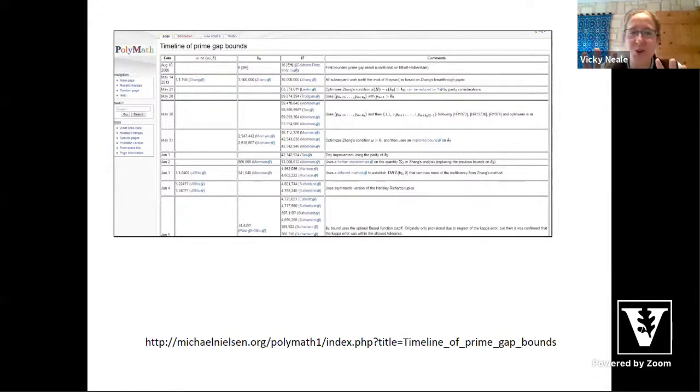I've got some screenshots here of the kind of league table showing the progress. So the crucial column is the one headed H. And you can see there's a row there for May and 70 million with Zhang. And then in later rows, people would come along and say, well, I think I can get this number. Here's a link to my blog or the website where I've posted the details. And then other people can come along and check. And again, it's all in public.